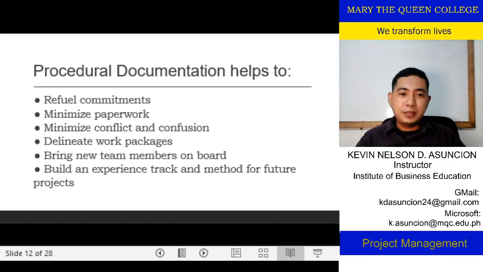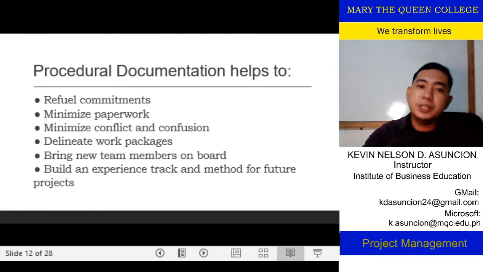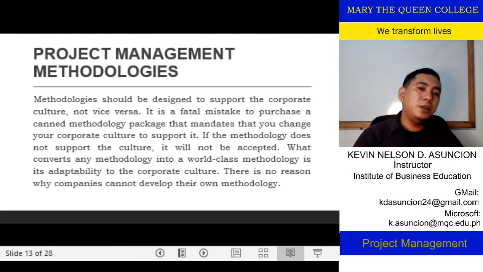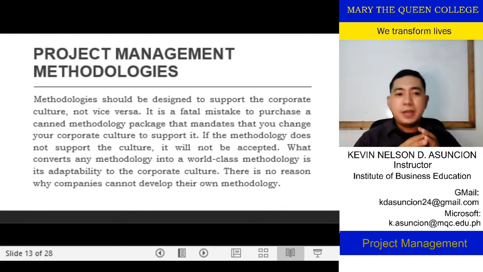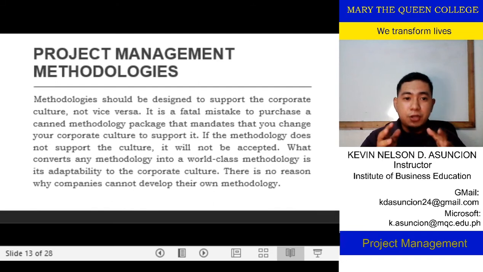So they delineate the work packages and bring new team members on board, as well as build an experience track and method for future projects. Okay, so that's procedural documentation. Then we have the project management methodologies. Methodologies should be designed to support the corporate culture.